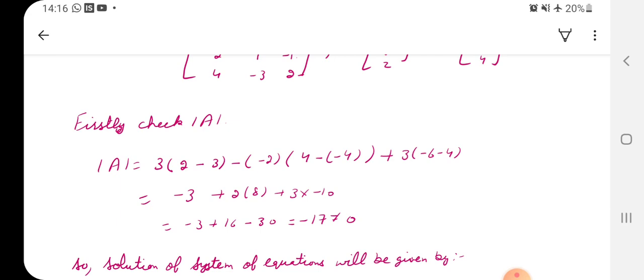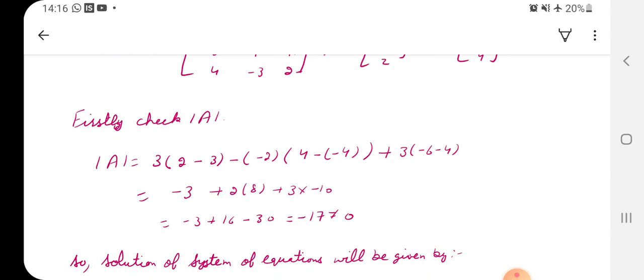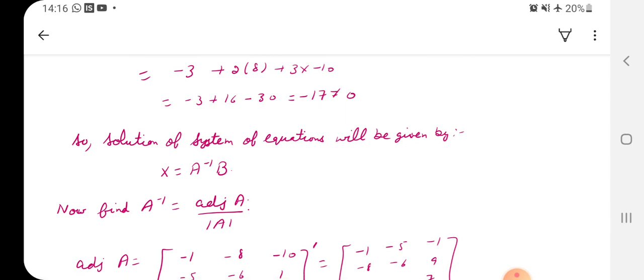Determinant of A will be 3 into (2 minus 3), then minus 2 into (4 minus 4), plus 3 into (minus 6 minus 4). So this will be your determinant. Simplifying, you will get minus 17 as your determinant, which is non-zero. As the determinant is non-zero, the matrix is non-singular. So if it is a non-singular matrix, A inverse will exist, and the solution will be given by x equals A inverse B.